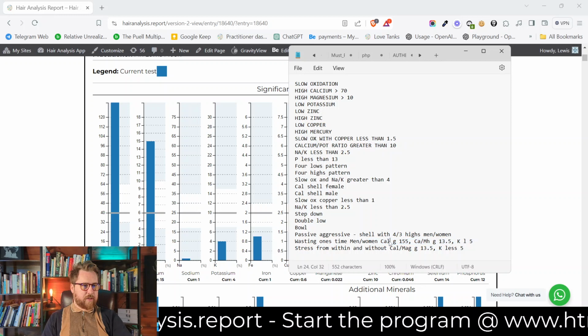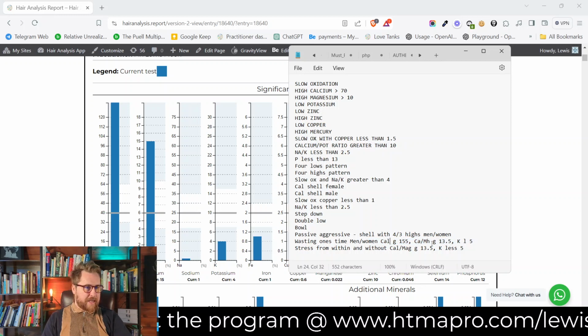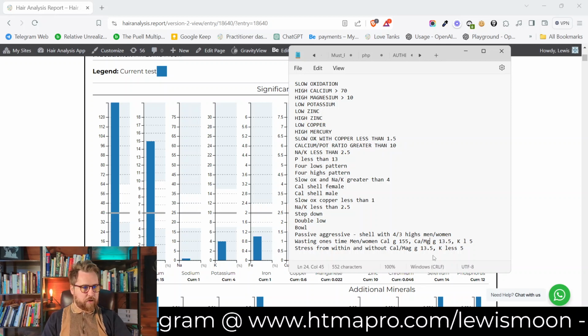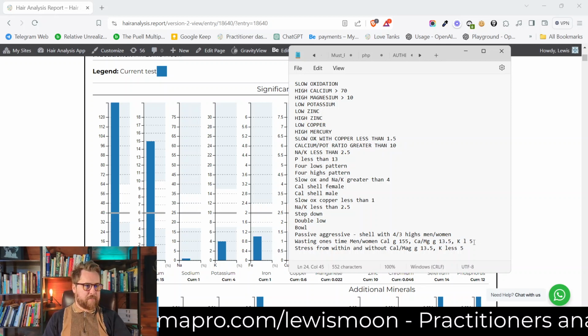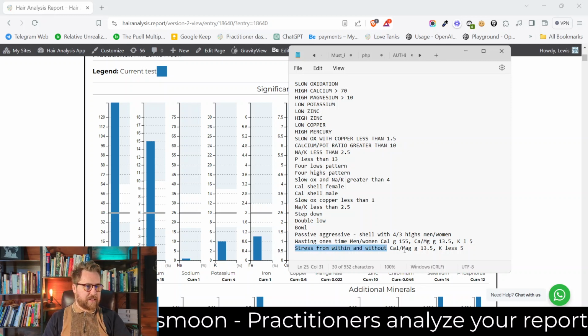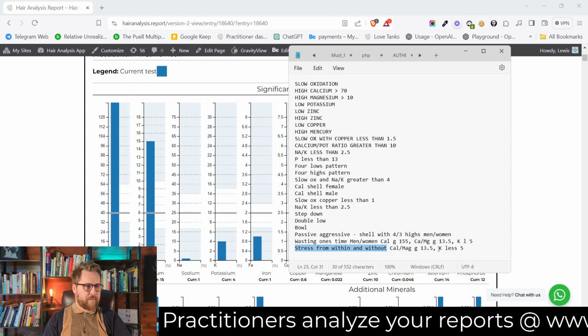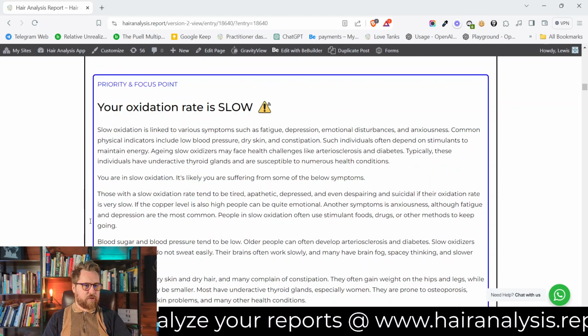Wasting one's time, so calcium level greater than 155, and a calcium magnesium level greater than 13.5, which is a lifestyle stress pattern, and a potassium level less than 5. And then stress from within and without, calcium magnesium is greater than 13.5 and potassium less than 5. Basically, this is a lifestyle stress.